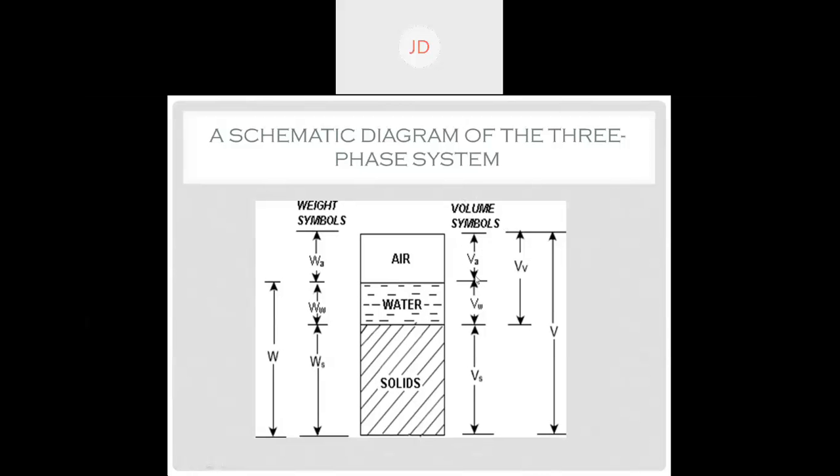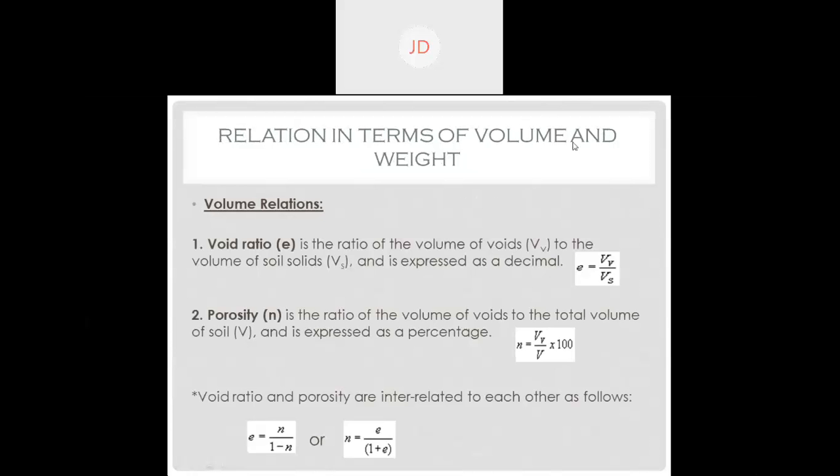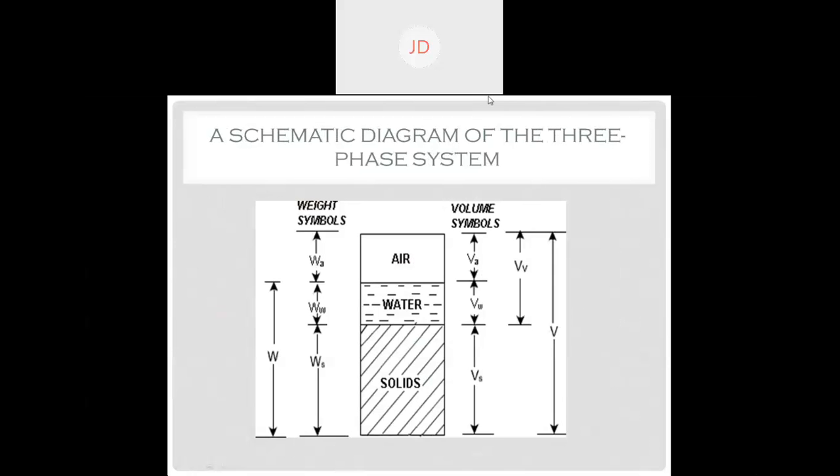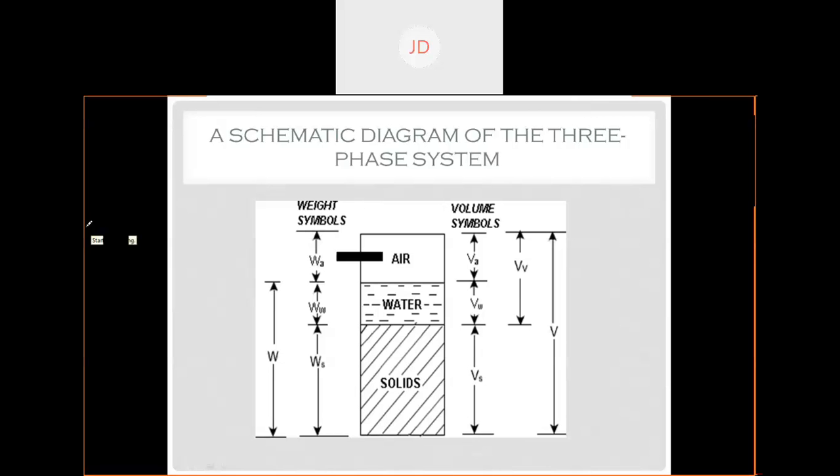Now if you represent all these constituents in terms of volume, see this capital V. What does capital V represent? Total volume of soil. Okay, capital V represents the total volume of soil. Fine. Now, since we have separated all these constituents, we can find out the individual volumes.